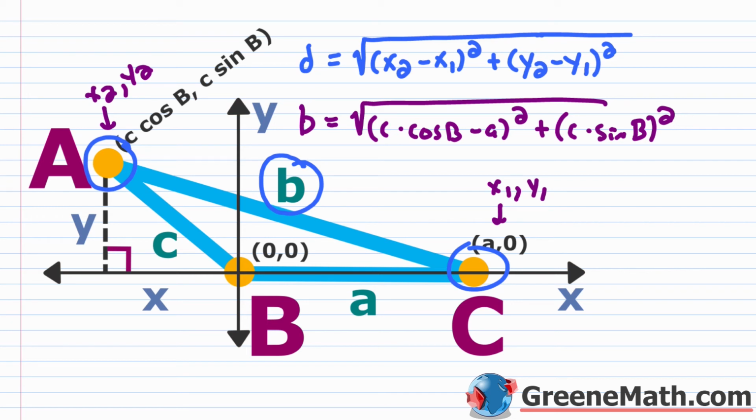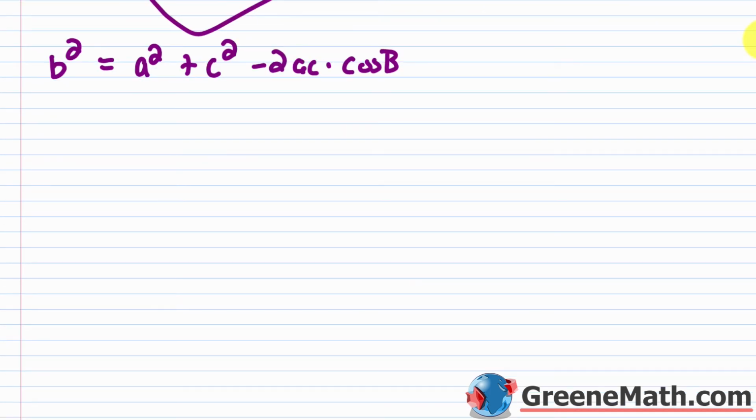So if I knew my side A and my side C and my angle B, my included angle, then I could find the length of this side B, or the distance between these two points, using that formula. Additionally, we have two other forms, and I'm not going to derive them. Obviously, it would take forever, but you can do a similar process.